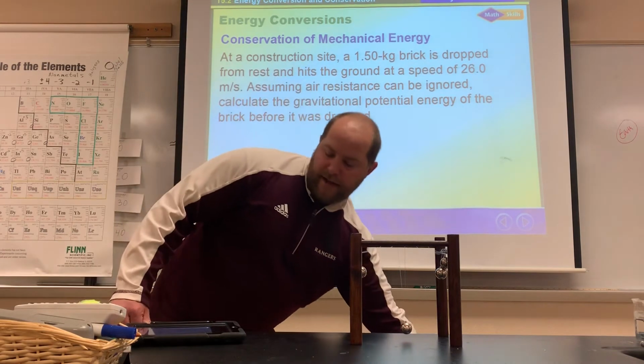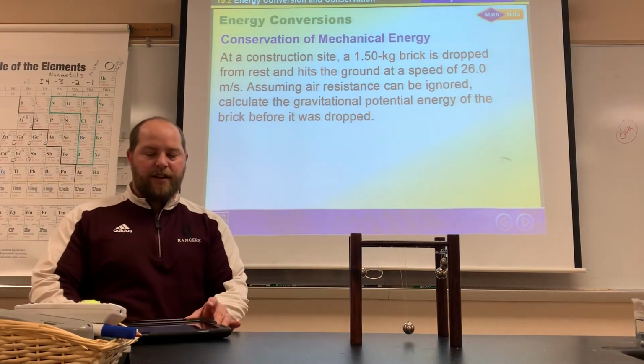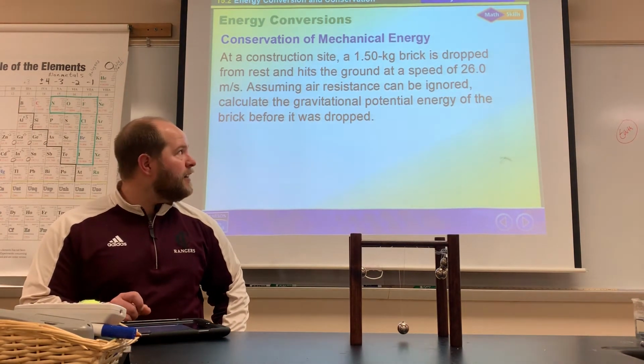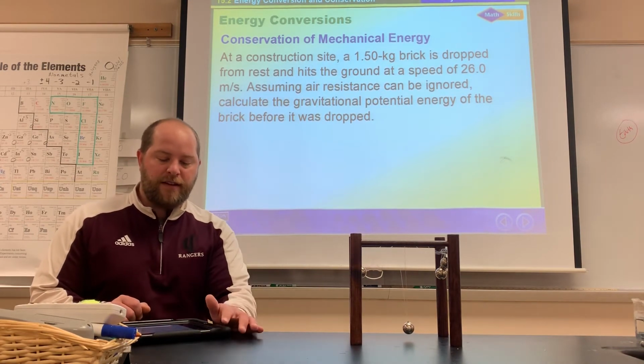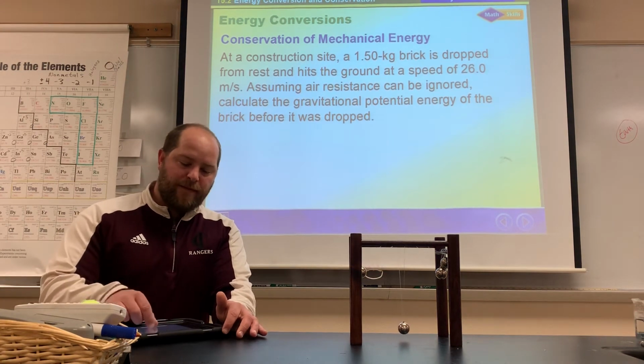So it says at a construction site, a 1.5 kilogram brick is dropped from rest and hits the ground at a speed of 26 meters per second. Assuming air resistance can be ignored, calculate the gravitational potential energy of the brick before it was dropped.